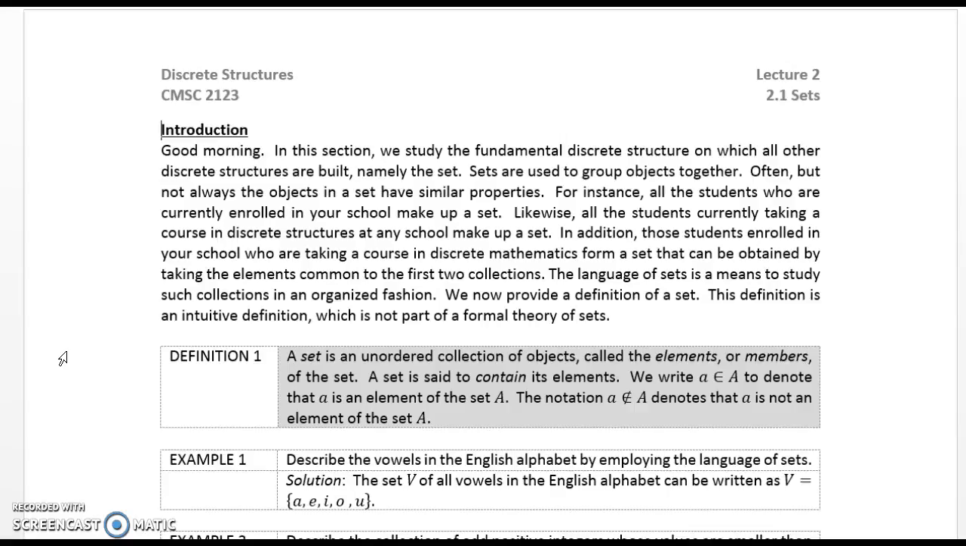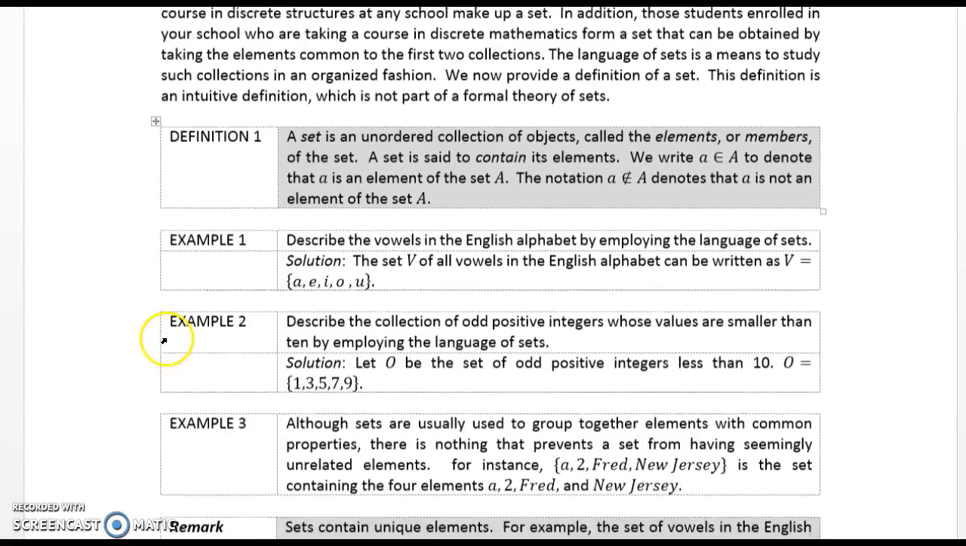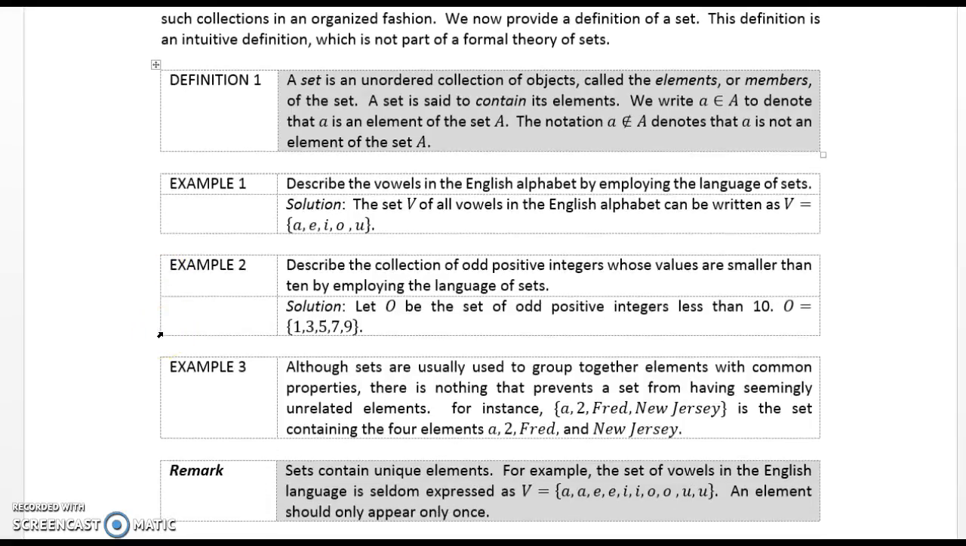This definition is an intuitive definition, which is not part of any formal theory on sets. Definition 1. A set is an unordered collection of objects called elements or members of a set. A set is said to contain its elements. We write a ∈ A to denote that a is an element of the set A. The notation a ∉ A denotes that a is not an element of the set A.